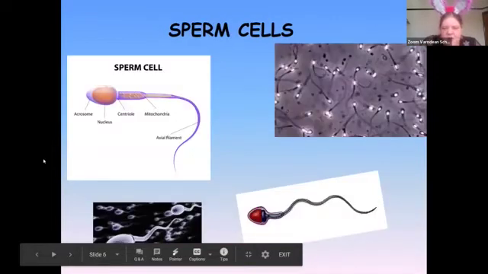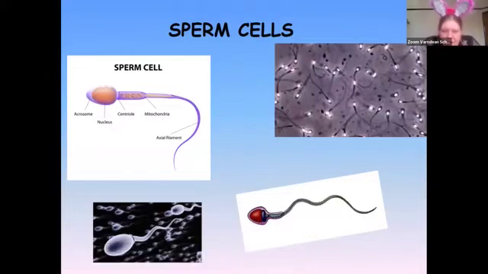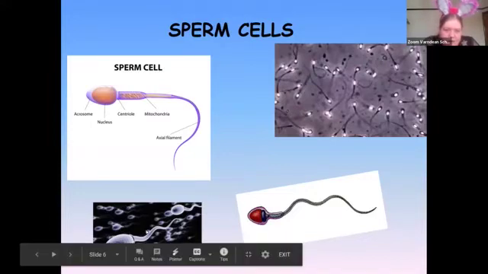Okay, we've got the sperm cells now. These are awesome. I really like their tails. Okay, and I've got 4 pictures. I've got some microscope one here, just so you can see them if they were under a microscope. And then we've got this little one down here. And then at the top here, we've got a labeled one.